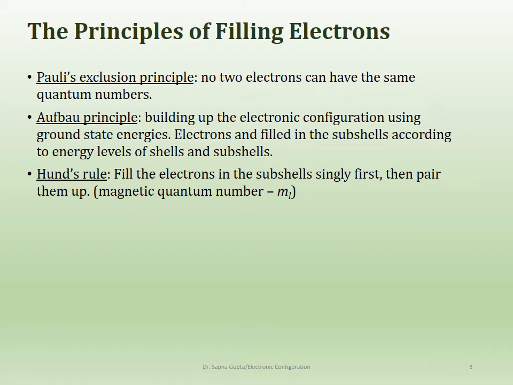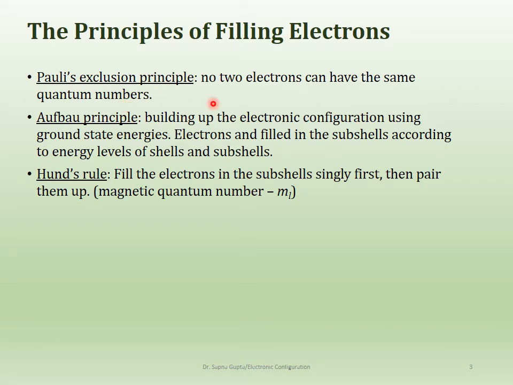There are three principles for filling electrons, and these are just rules. As we go on, you will internalize these rules without even realizing you are following them, because they make perfect sense. For example, Pauli's exclusion principle says no two electrons can have the same quantum numbers. You cannot fill any electron that is not supposed to be there, and you will find you're just doing it without even knowing it was Pauli's exclusion principle.